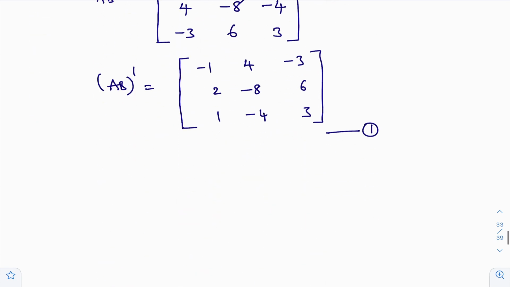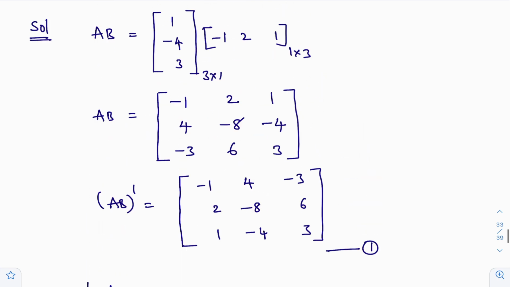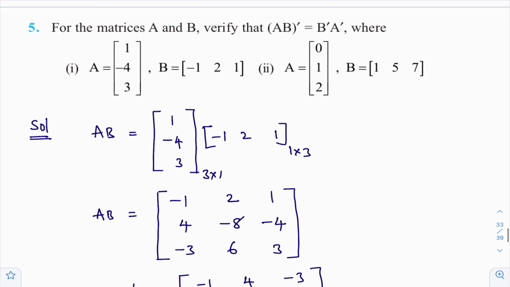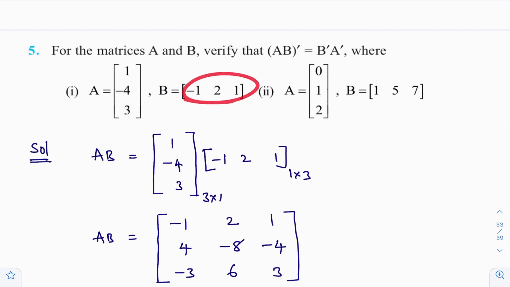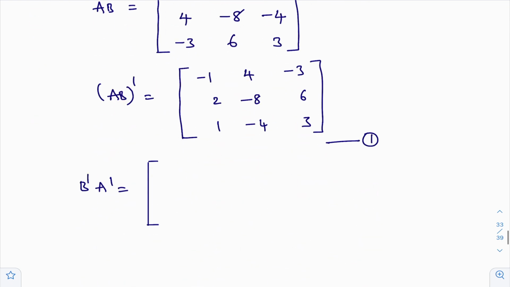Okay. B dash. I need to calculate B dash into A dash. So this B dash, you write transpose. Here, one row is there. Write it as a column. B dash is what? First row, you write it as a first column. Minus 1, 2, 1. Okay. B dash, we calculated.